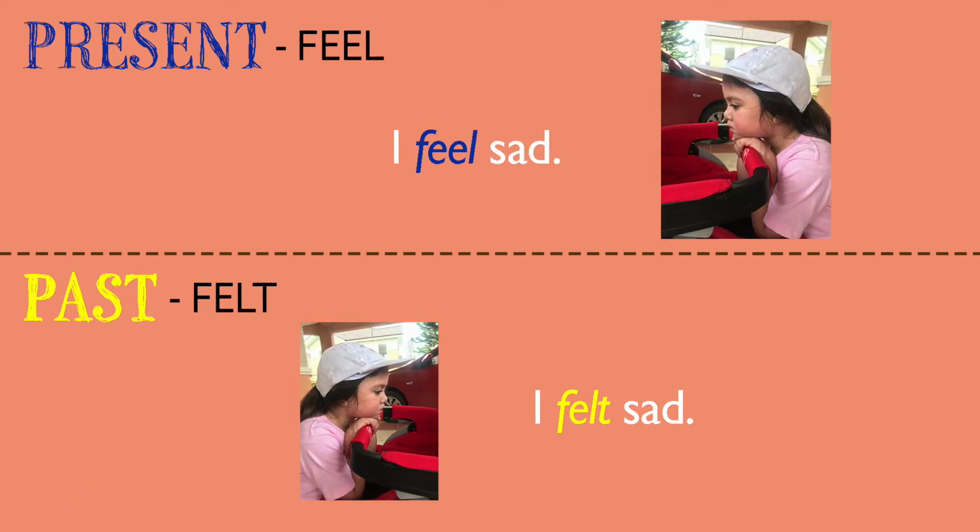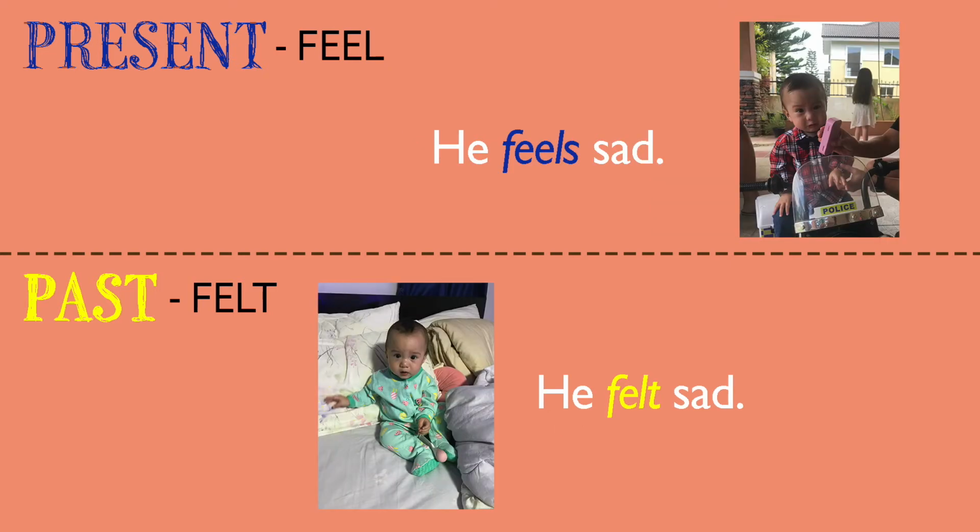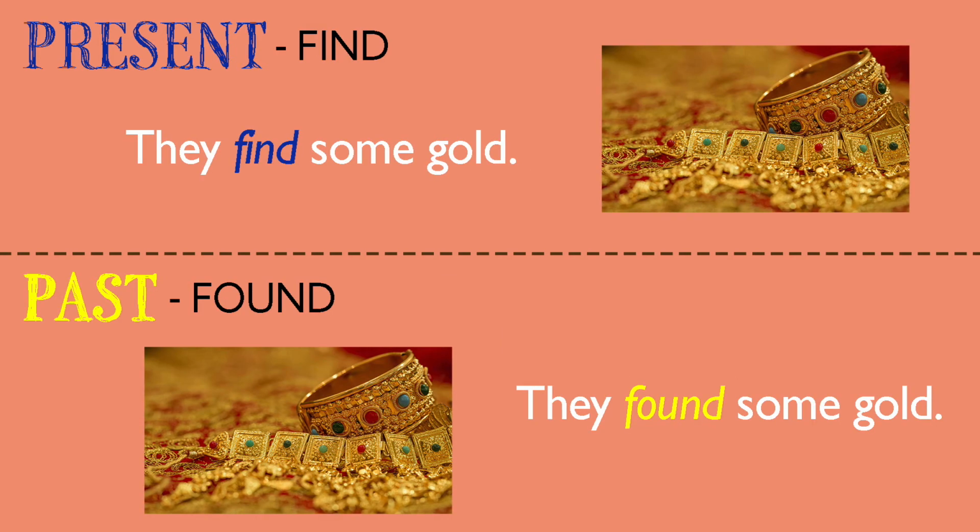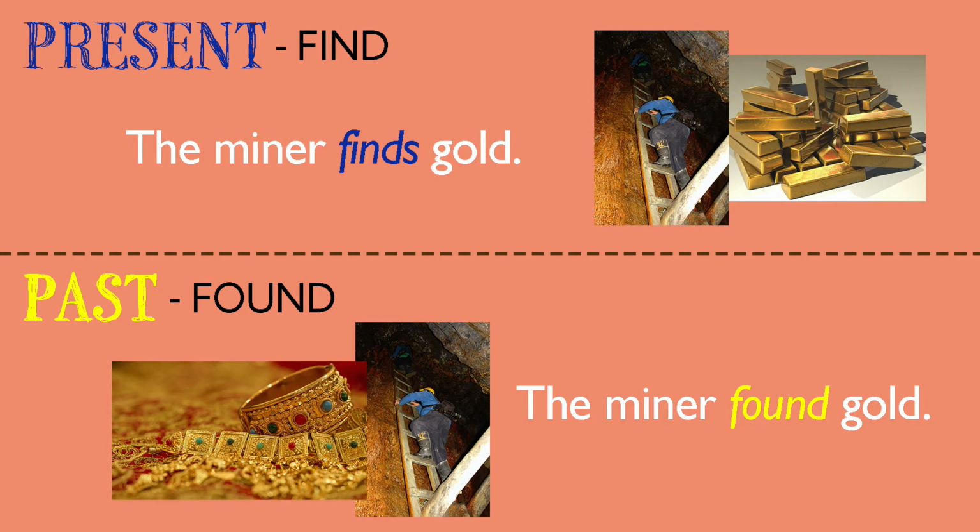Feel. I feel sad. Felt. I felt sad. Feel. He feels sad. Felt. He felt sad. Find. They find some gold. Found. They found some gold. Find. The miner finds gold. Found. The miner found gold.